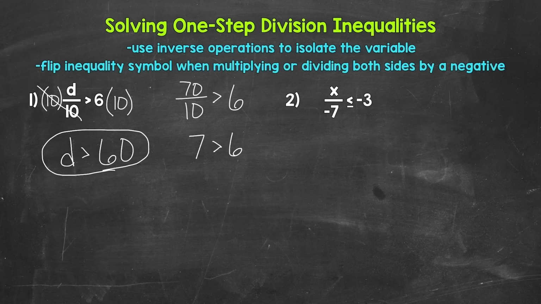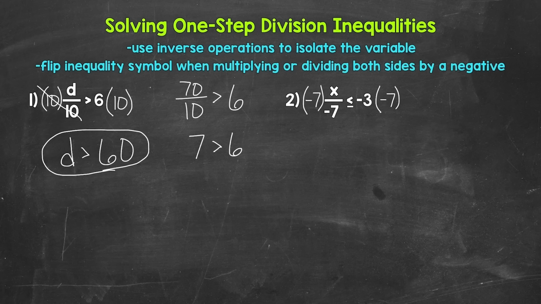Let's move on to number 2, where we have x divided by negative 7 is less than or equal to negative 3. So let's isolate x. It's being divided by negative 7, so we need the inverse operation. That's going to be multiplication. So let's multiply the left side by negative 7. And that means we need to multiply the right side by negative 7.